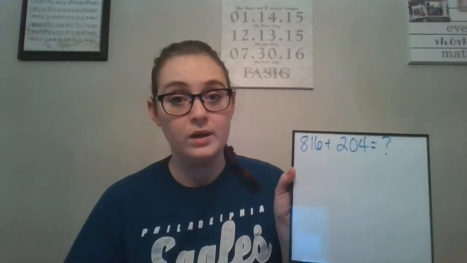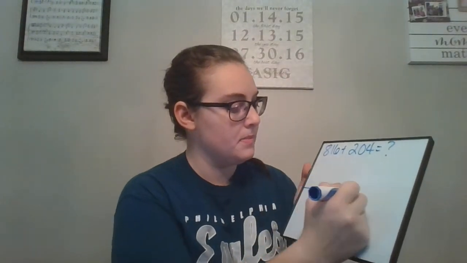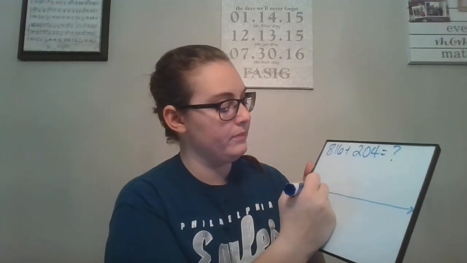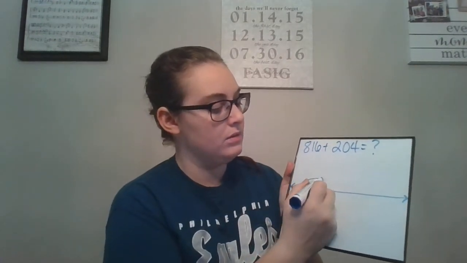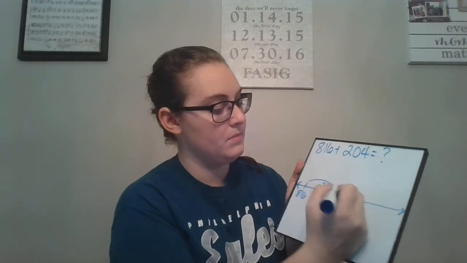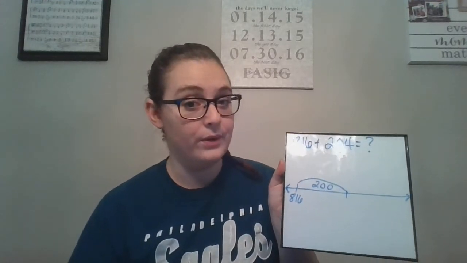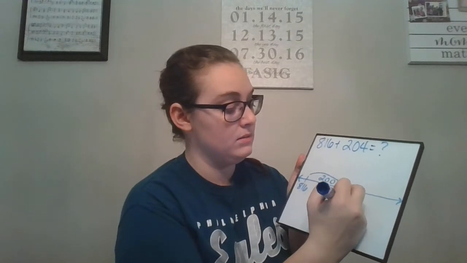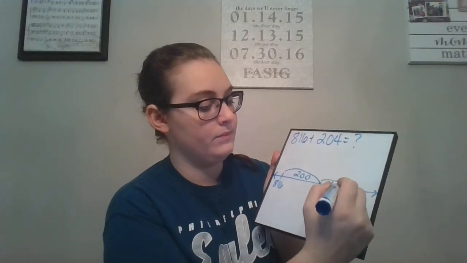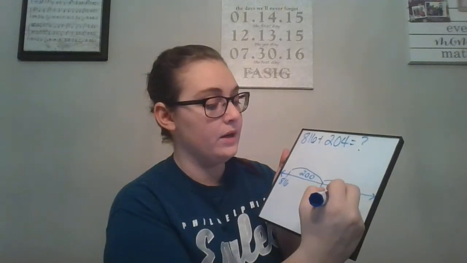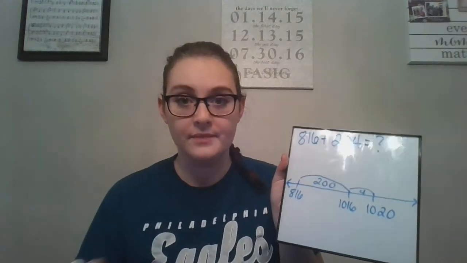816 plus 204 equals something. So 816, and I'm going to add my 200. So 816 plus 200 is 1016. Then I still have my 4. 1016 plus 4 is 1020. I made it there. Okay, I'm going to post one for you to do. So I'm going to wait a minute and let you try to solve it, and then I'll solve it for you. So here's your challenge.